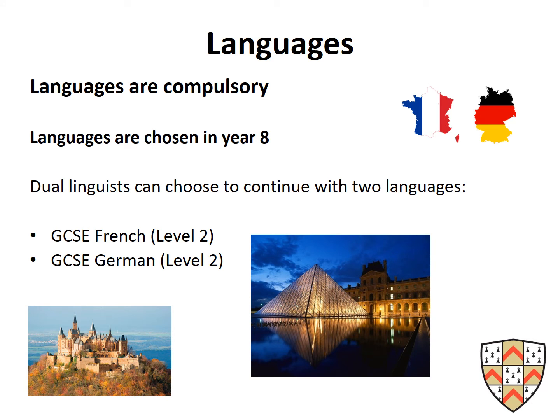Languages. Languages are compulsory, because the government encourages us to make it compulsory as we go through into Key Stage 4. The languages are already chosen in Year 8. Students can choose to do 2 languages if they wish. They will have chosen one of them, and when it comes to their options they could submit and choose a second language if they wish.